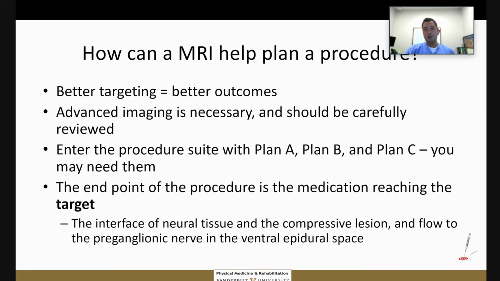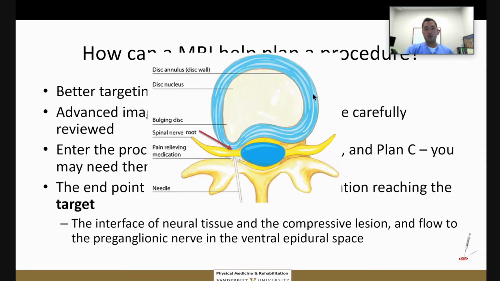And so a lot of times people ask, well, what is the target? And the target is really where the neural tissue is affected by some compressive lesion. And you're trying to get that medication near the preganglionic nerve in the ventral epidural space. And so I put this picture up here. So if you have a disc herniation here irritating this exiting nerve root, the interface where the disc is affected by the nerve, this is where you want the medication. And here's the ventral epidural space. And so that's where advanced imaging is going to help you figure out where that needle needs to go.